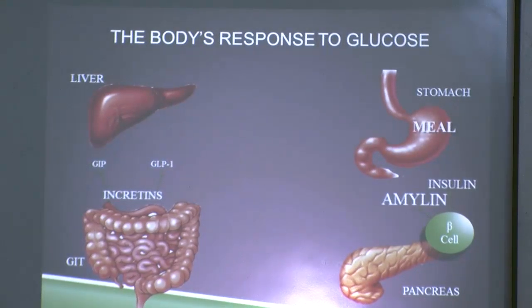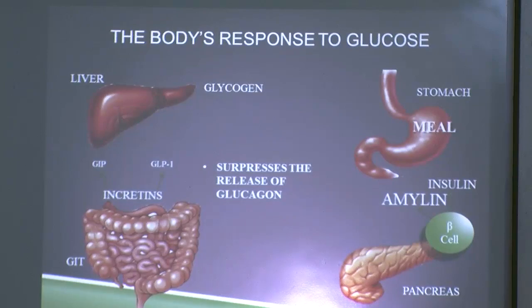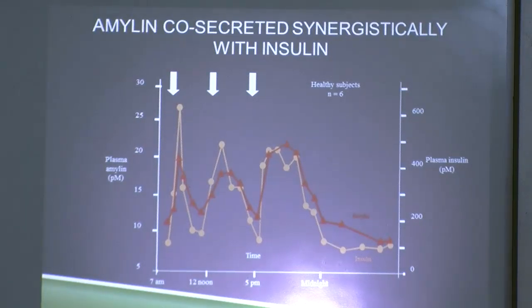Insulin and amylin suppress the release of the hormone glucagon, and glucagon is responsible for changing glycogen into glucose, and this raises glucose plasma levels. So another interesting fact about amylin is that it's co-secreted synergistically with insulin.